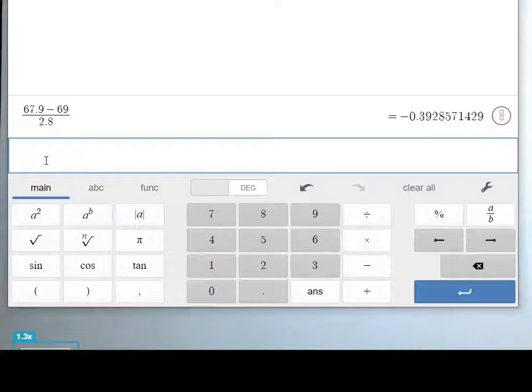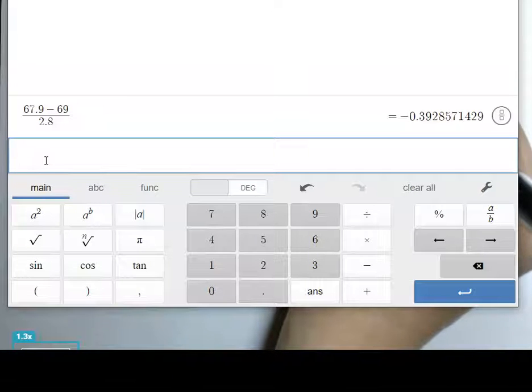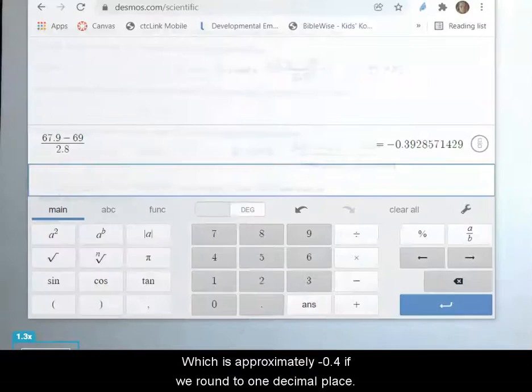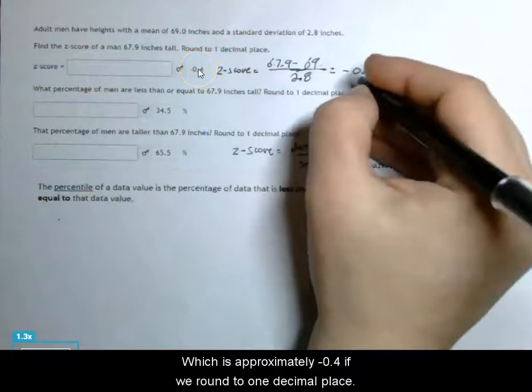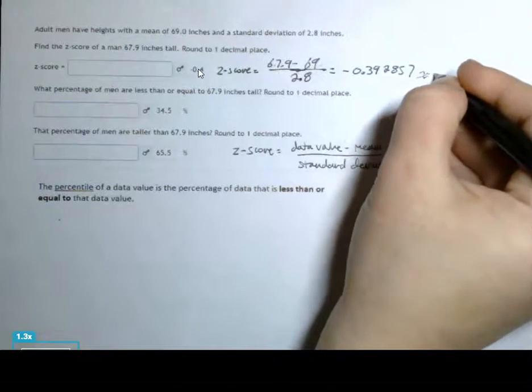So according to Desmos, we have negative 0.3928857, which is approximately negative 0.4 if we round to one decimal place. Approximately negative 0.4. So that's the first question.